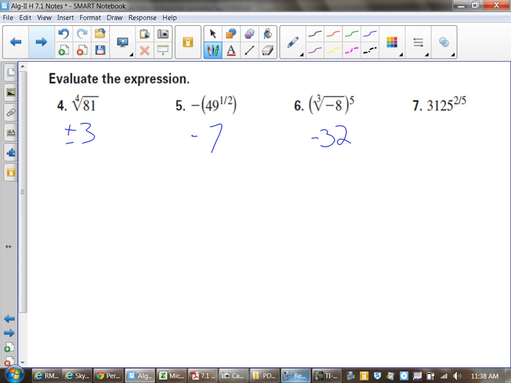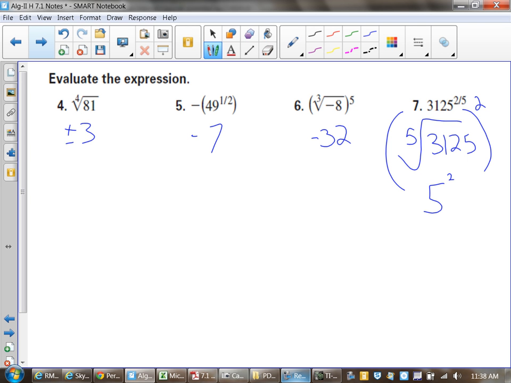Well, let's think about this. Just using brains, 25 times 25 is 625. If I multiply that again by 25, it's going to be bigger than 3,125. 5 to the 5th would not be 125. 5 to the 3rd is 125. So I'm guessing the 5th root of 3,125, I bet, is 5.